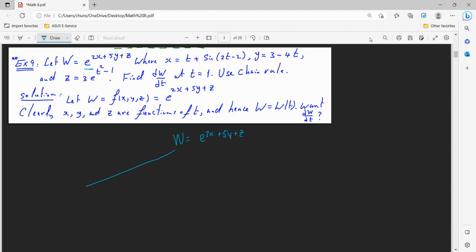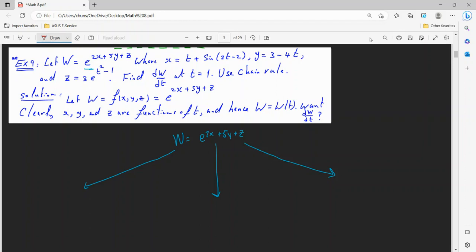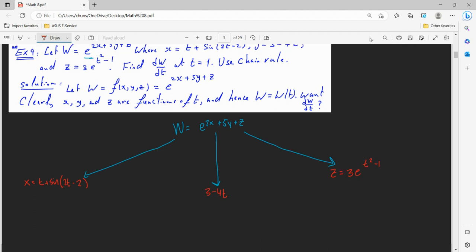So that means coming from this function, we're going to have one branch for each variable. And we are given what these will be. So x is equal to, so let's start with x here, t plus sine 2t minus 2, y is equal to 3 minus 4t, and z is equal to 3e to the power of t squared minus 1.